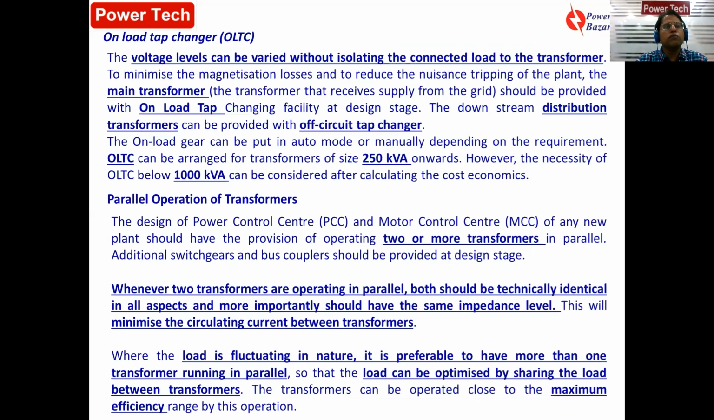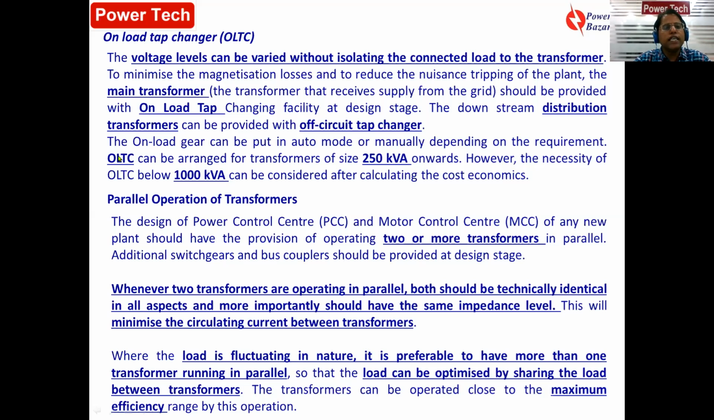But assume in case of very high voltage transmission systems, or generator transformer system or ST grid substation transformer, I cannot switch off the load. It will give rise to cascading outage because it is catering to a huge circuit or huge load. So there, I have to increase or decrease the voltage in loaded condition, for which I require on load tap changer. Now here voltage can be varied without isolating the connected load to the transformers.